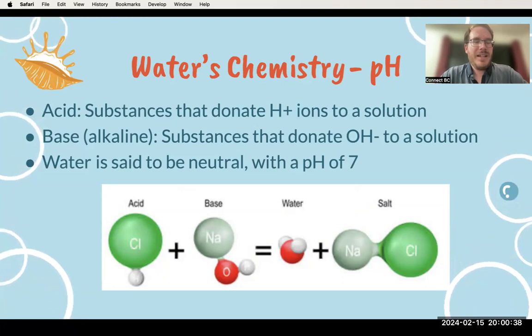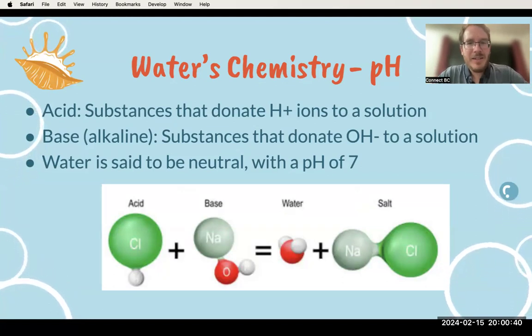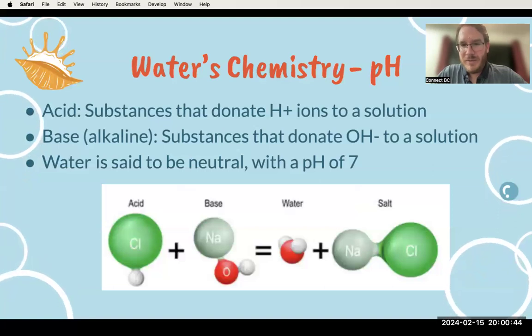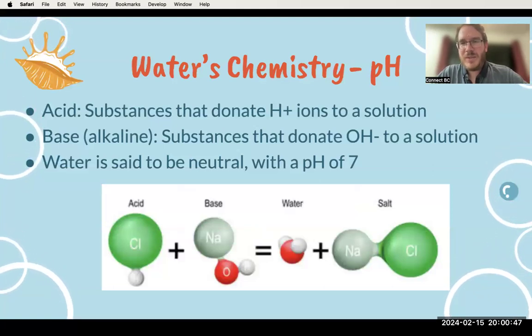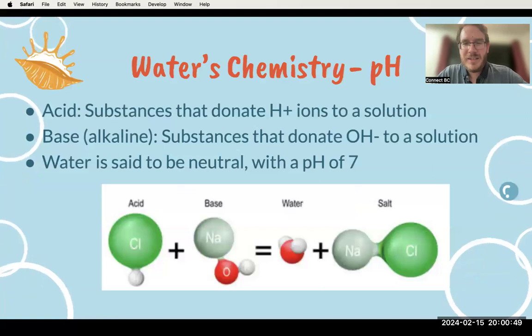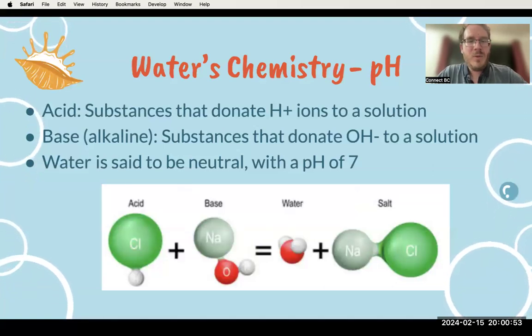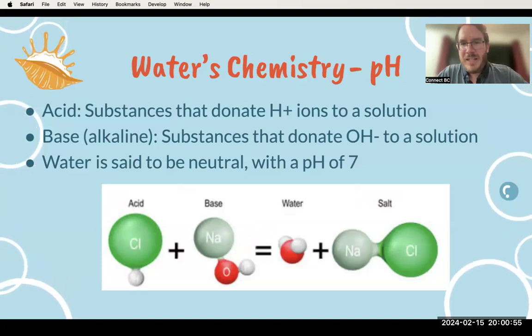So the inverse of that is a base, which is alkaline. They're also corrosive too, because they donate OH minus to a solution. And so because it's charged, it also wants to react and corrode with things, just in a chemically different way. So they're both dangerous. But water is in the middle. It's neutral with a pH of 7.